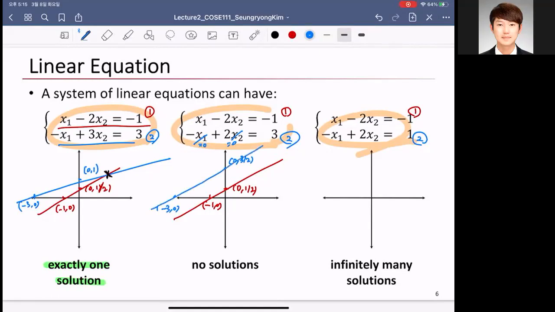Right? So what is the solution of this case? The two lines are parallel. The distance between the lines, I mean the difference in the x2 values at the same x1 point, should be the same in this case. Then in this case, what is the solution of this linear system? The two lines are parallel like this. In this case, what is the solution?